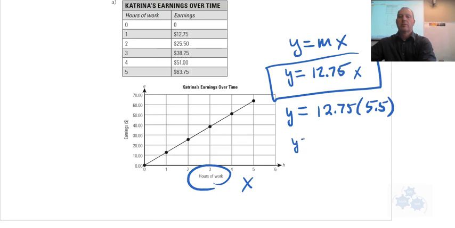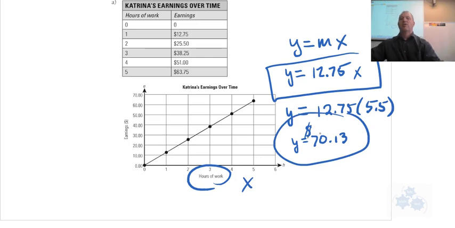$70.13. We'll round it to the nearest cent, and there you go. $70.13 for 5.5 hours. Any questions about that?